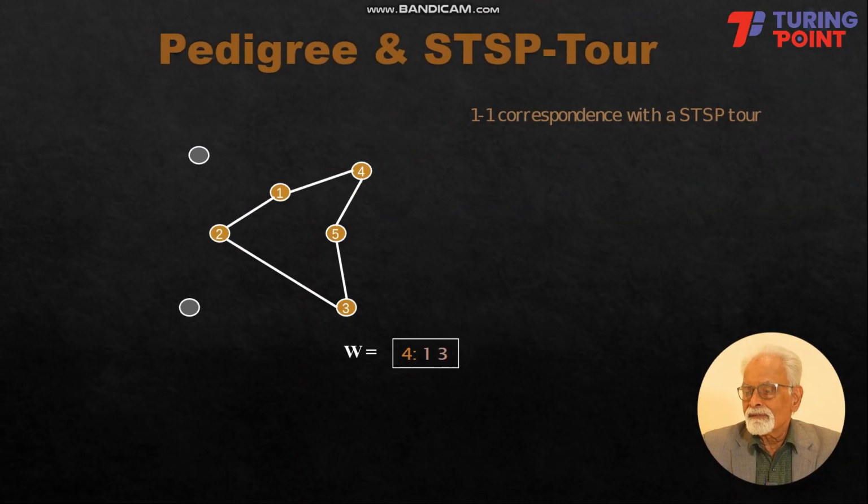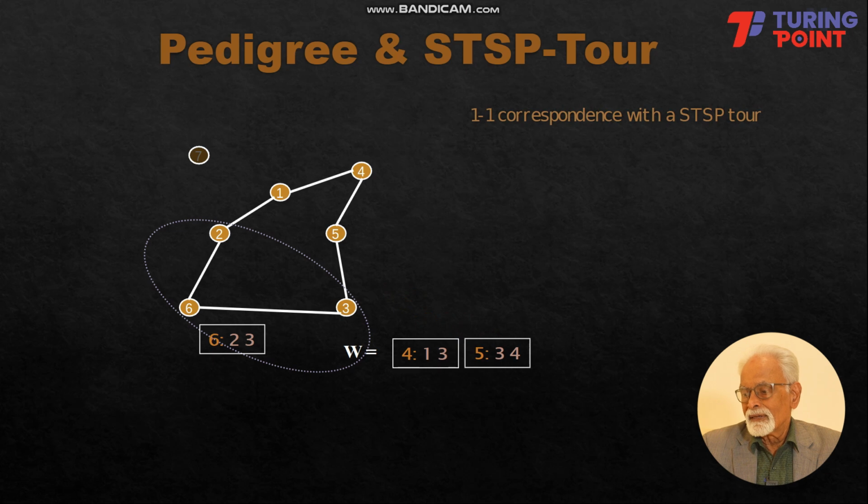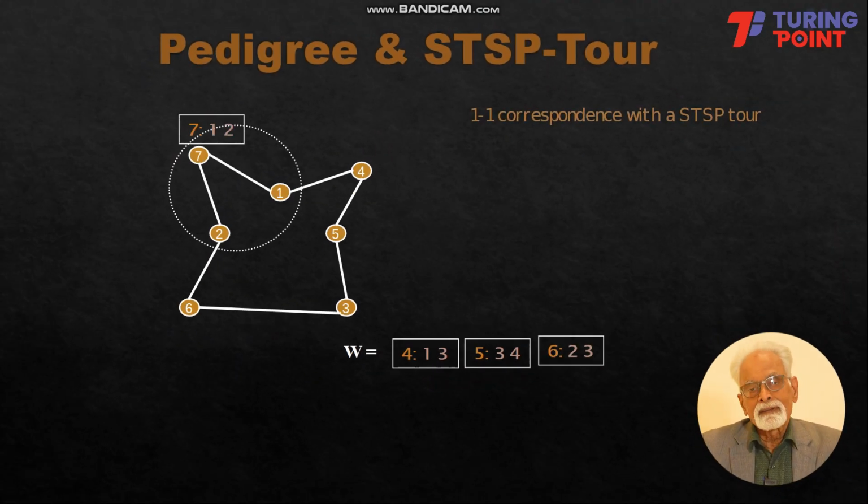And similarly, if you insert 5 between 3 and 4, that 3, 4 becomes your next common edge that you are generating. And similarly, 6, if it is inserted between 2 and 3, you get 2, 3 as your next common edge. And finally, inserting 7 between 1 and 2, you get the common edge 1, 2. And notice that these common edges are all different. And actually, this is corresponding to a pedigree, the corresponding pedigree for 7. So this is the motivation.